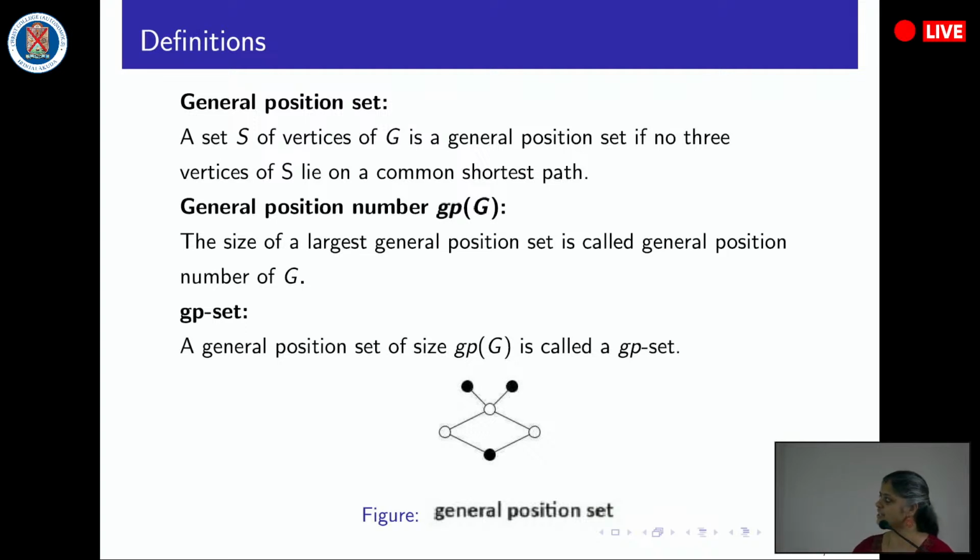Okay, so this is the formal definition. A set S of vertices of G is in general position if no three vertices of S lie on a common shortest path. And gp of G denotes the general position number, which is the cardinality of a maximum general position set. And a general position set which attains this maximum value is termed a gp-set. So here you have an example. You can see the black dots.